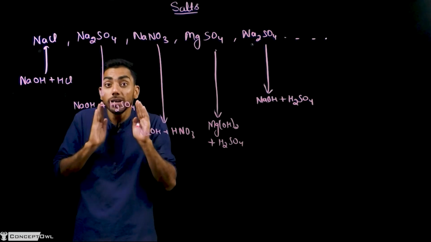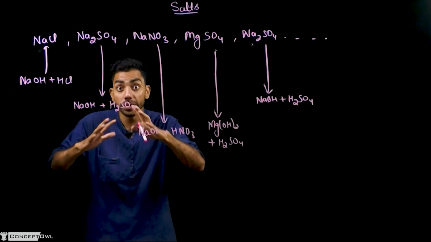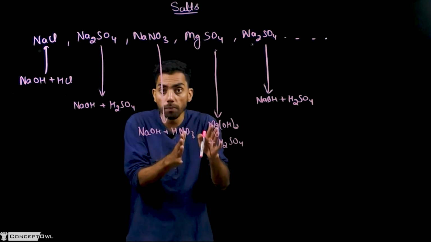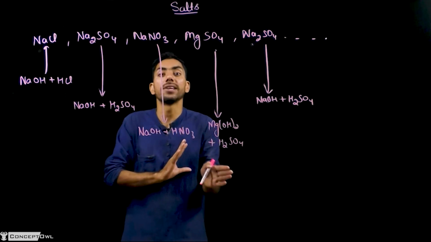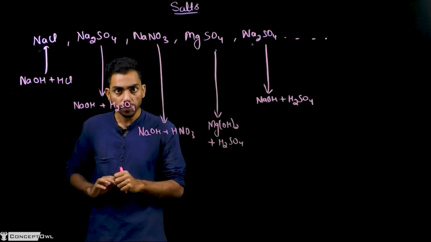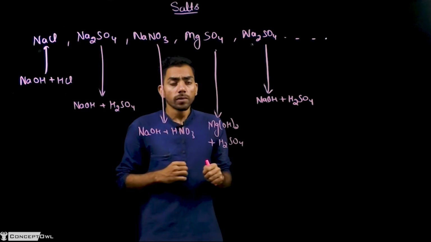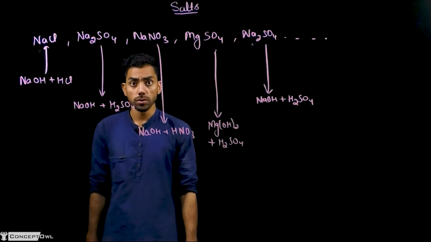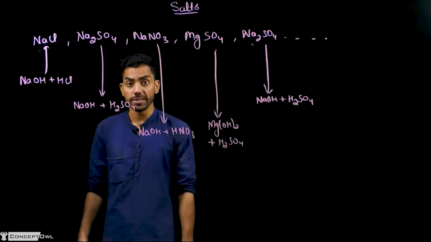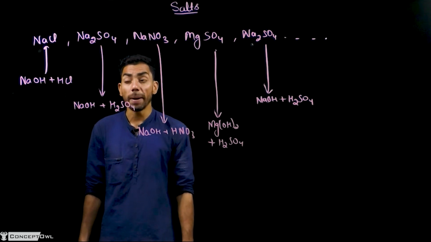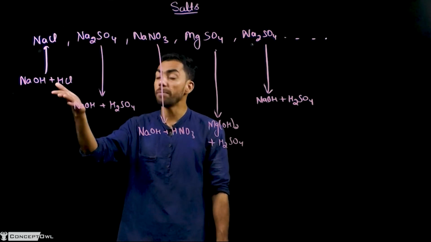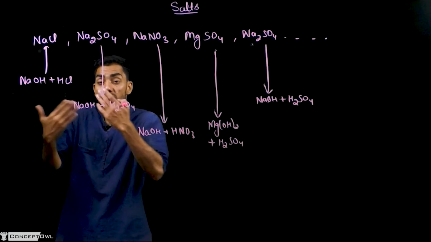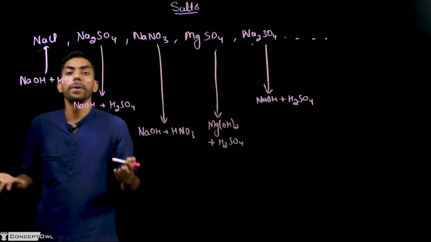Salts are compounds, not just one compound. There are so many compounds. Salts are compounds which are formed from acid and base reaction. Those are known as salts. So what is the pH of salt? Are they neutral? No. Salts can be neutral, they can be acidic, they can be basic. It depends upon what type of acid and base are reacting, from where you are getting the salt.